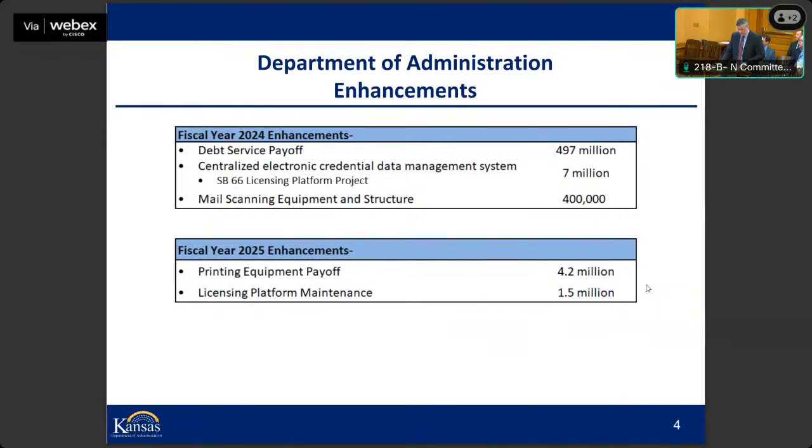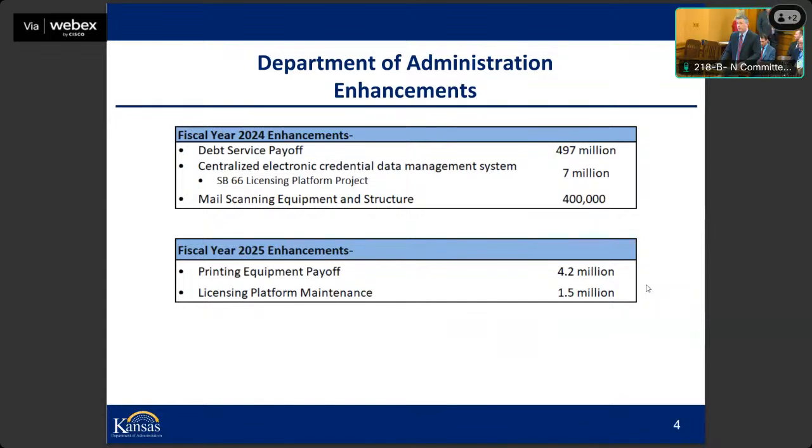The $7 million for Senate Bill 66 implementation, $400,000 for mail scanning equipment. As Stephen stated, that would both purchase the equipment, the mail scanning equipment, and build the structure in which it would reside. In fiscal '25, $4.2 million for the printing equipment payoff, to pay off the master lease a couple of years early.